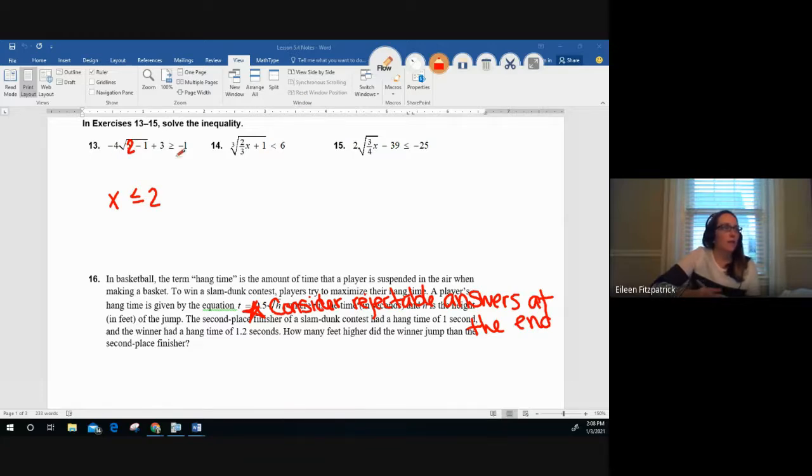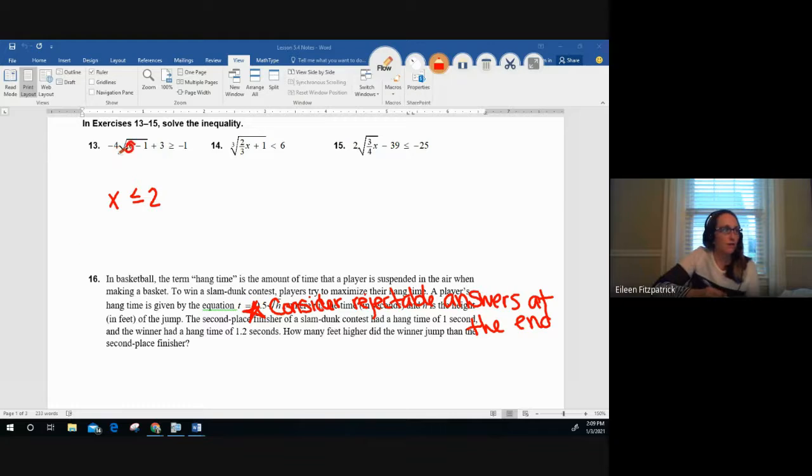I could plug in a 1. 1 minus 1 is 0. The square root of 0 is 0. 0 times negative 4 is 0. And then I'd be left with 3 is greater than or equal to negative 1. That works.